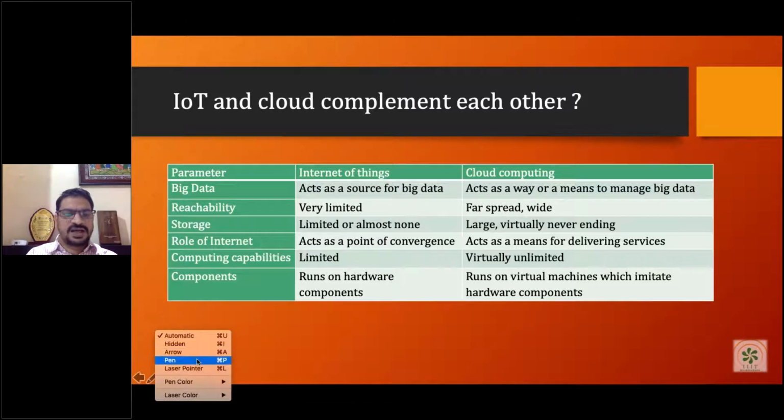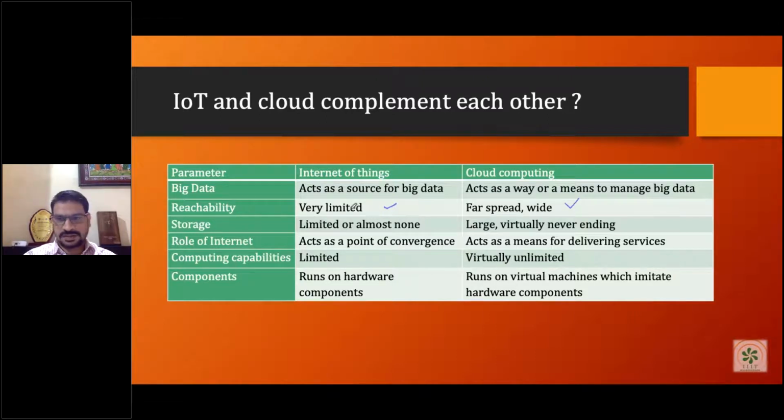Now the next thing is reachability. Reachability is very limited here, but here the reachability is far spread. Reachability means, let's say, I have an IoT infrastructure available in a border area, say the India-Pak border, where we have motion sensors. These motion sensors generate motion information if they find any motion, and they send this data to the cloud, and from the cloud all the troop members can know in which particular location motion was found.